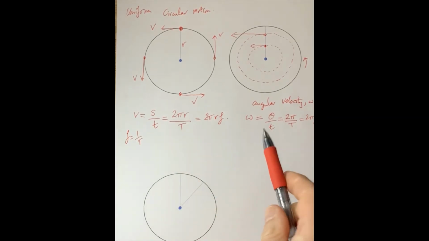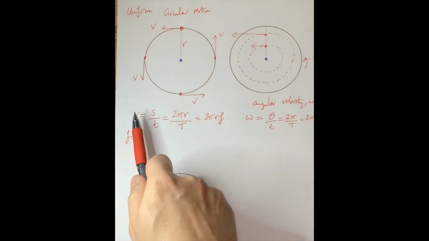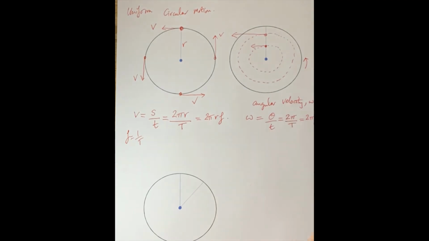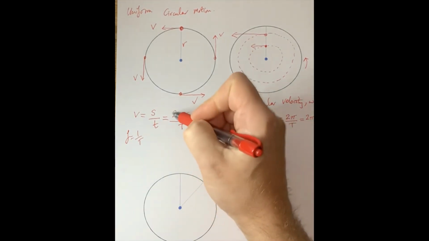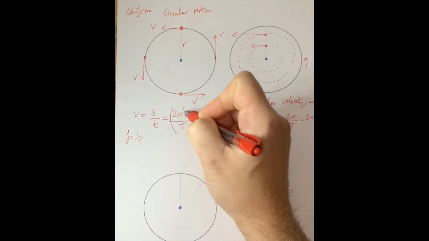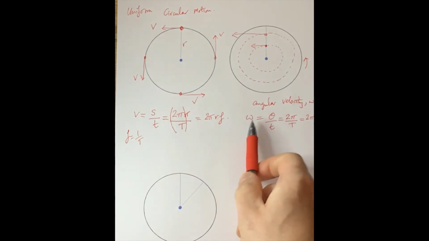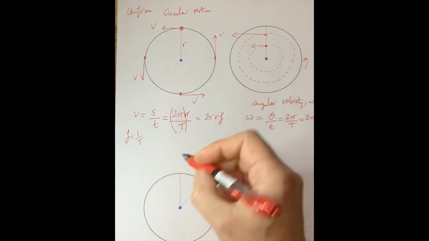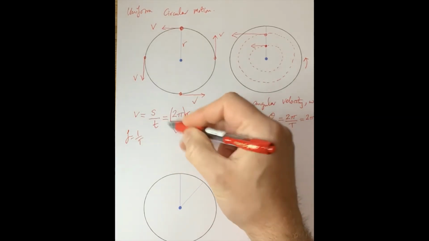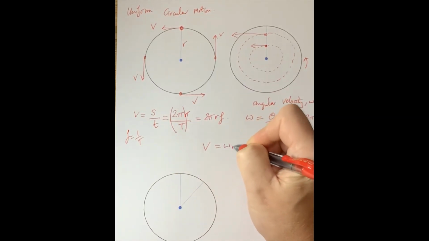And then the only other thing to notice is that there is a link between linear velocity and angular velocity. If I just separate this term out here, 2 pi over T is the angular velocity, so v is equal to omega r.